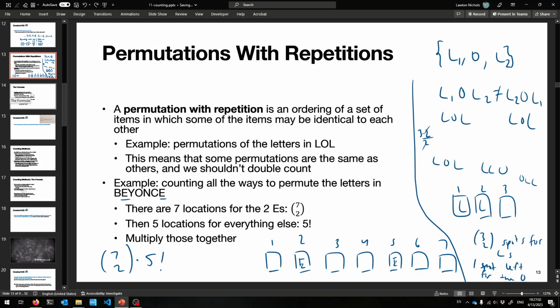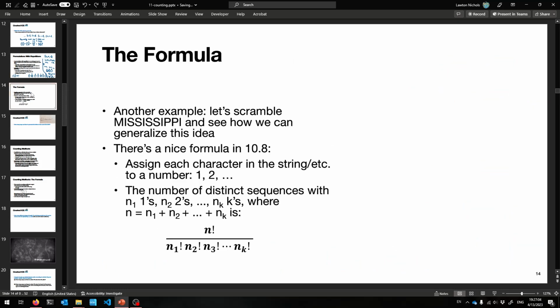So that's that one. And in general, here's the formula. You can come up with a formula for this, but hopefully it makes enough sense so far. But let me show you a longer example, and we'll come up with this formula. There are multiple duplicates. Let's scramble all the characters in Mississippi and figure out the number. How many different ways are there to scramble all the letters of Mississippi? And we don't want to overcount with our duplicates.